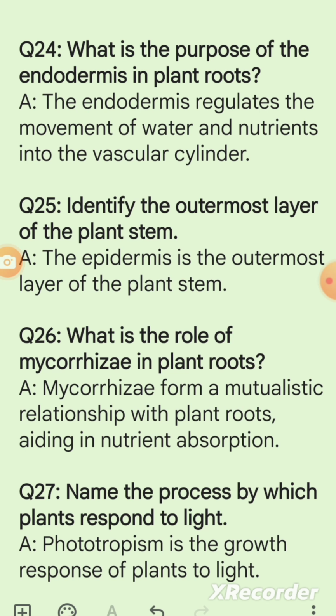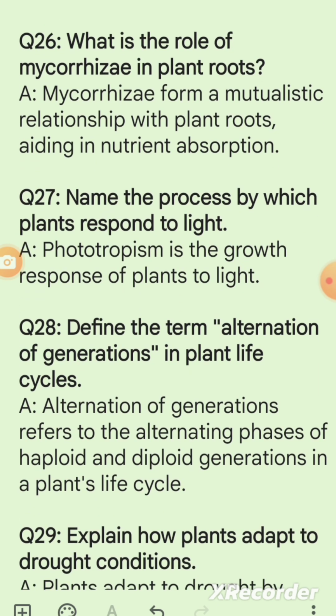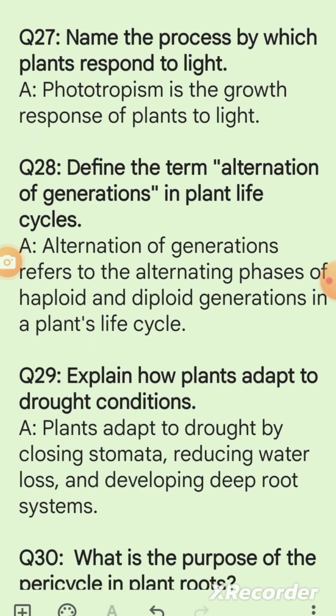Q27. Name the process by which plants respond to light. A. Phototropism is the growth response of plants to light. Q28. Define the term alternation of generations in plant life cycles. A. Alternation of generations refers to the alternating phases of haploid and diploid generations in a plant's life cycle.